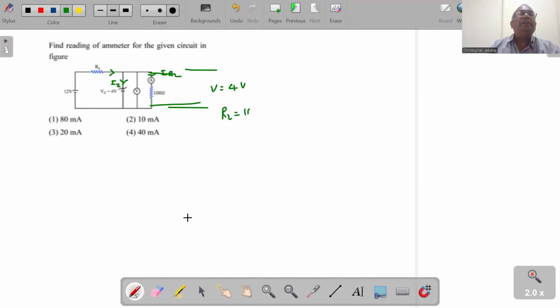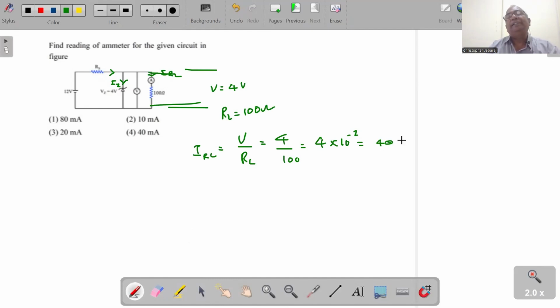The load resistance is given: RL is equal to 100 ohm. What is the current? V equal to IR, I equal to V by R. Load current is equal to the voltage across the load resistance divided by the load resistance. Voltage we know is 4 volt, load resistance is 100. So 4 into 10 to the power of -2 ampere can be written as 40 into 10 to the power of -3 ampere, which is nothing but 40 milliampere. This is the answer.